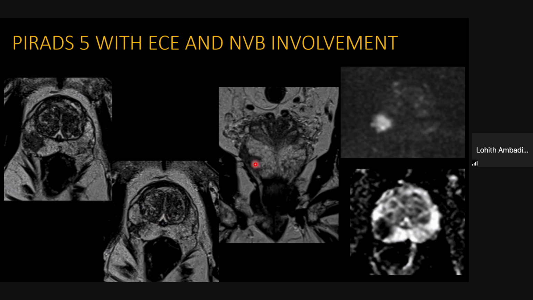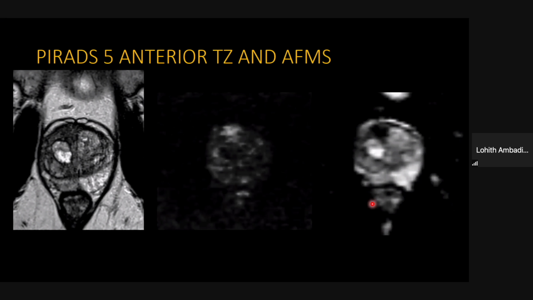Now you can appreciate that on the coronal view. This is the capsule and this bit of tissue is outside, and all these structures are part of the neurovascular bundle. So the lesion is involving the right side of the neurovascular bundle. Now, the lesion is here anteriorly.